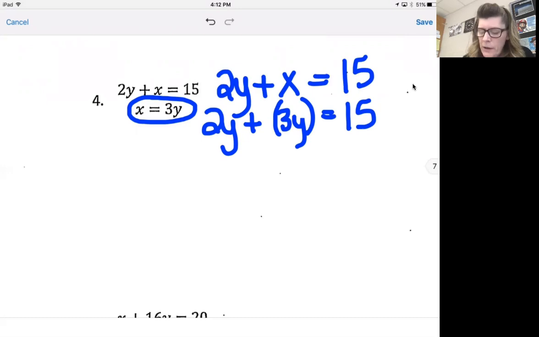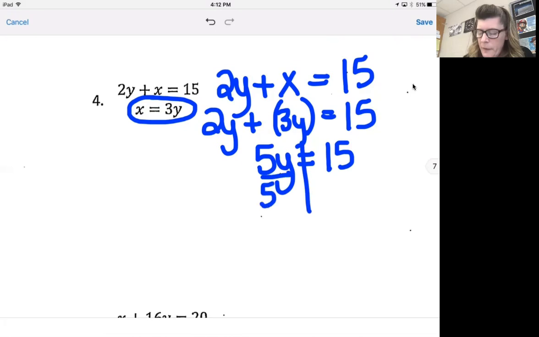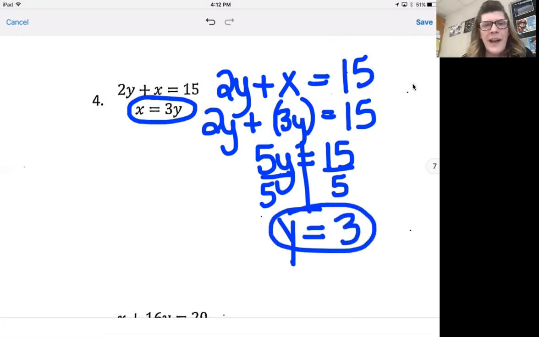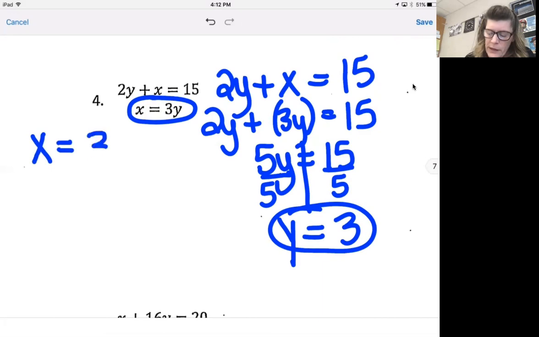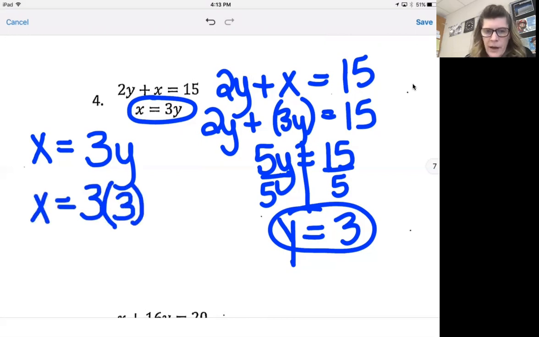So now I'm going to add the two together. 2y plus 3y is 5y. So I have 5y equals 15. To get y by itself, I'm going to divide by 5. That tells me that y is equal to 3. So I have half of my answer, but I still need to come up with the next part. So I need to go ahead and replace the y up here with 3. So now x equals 9.